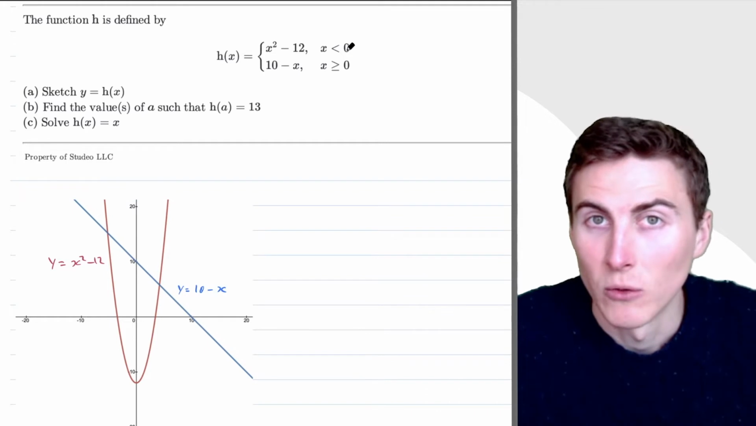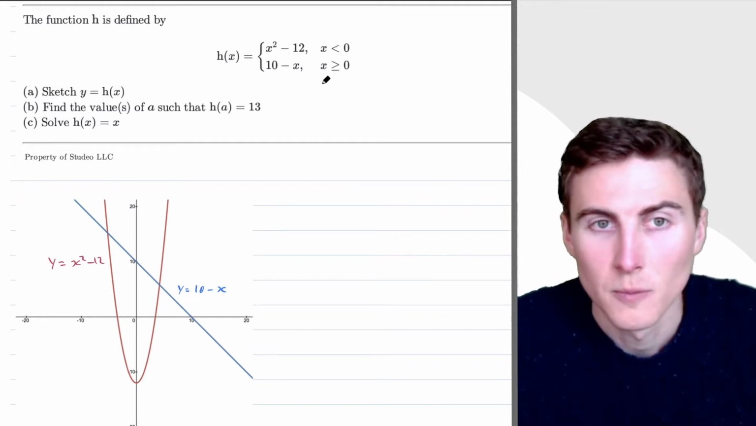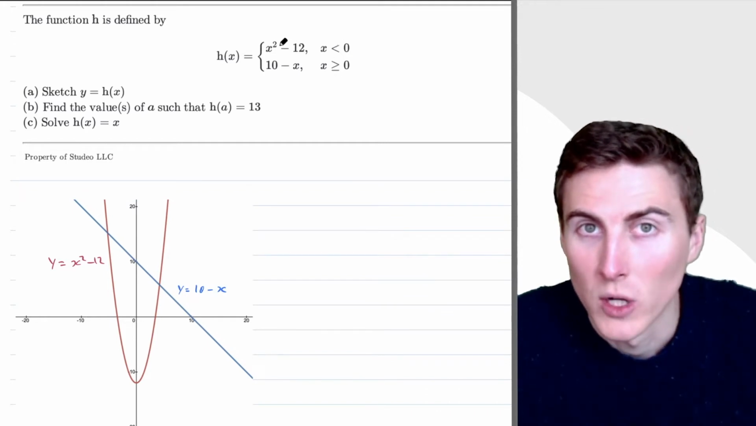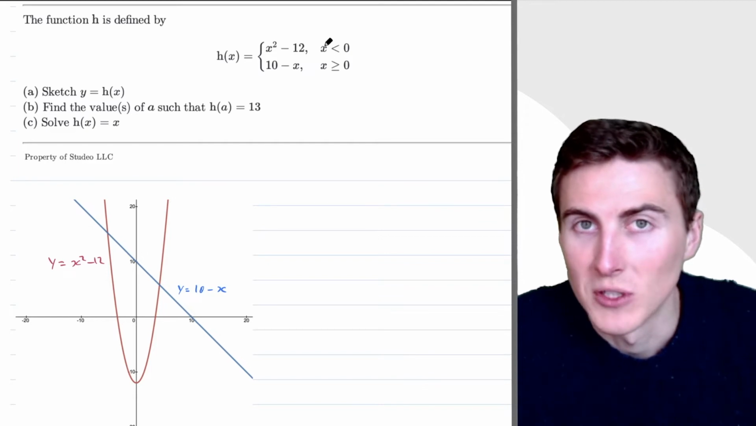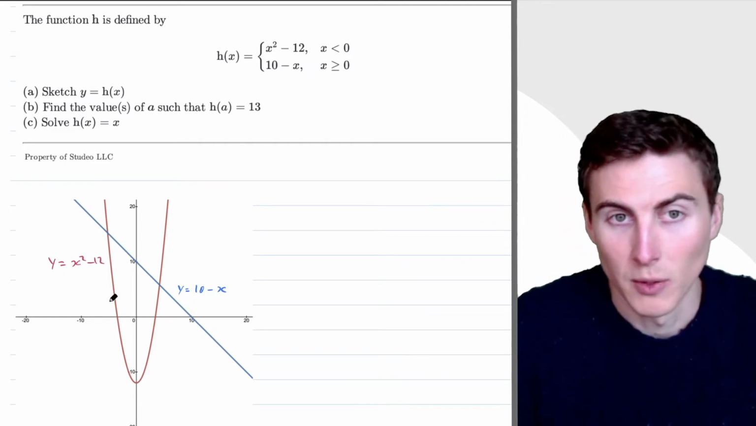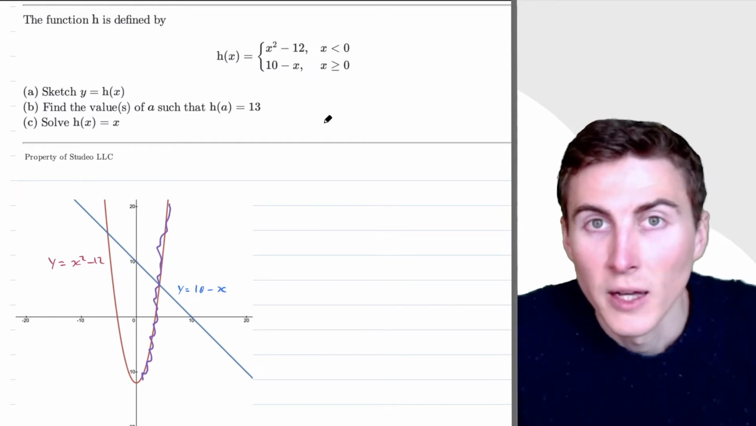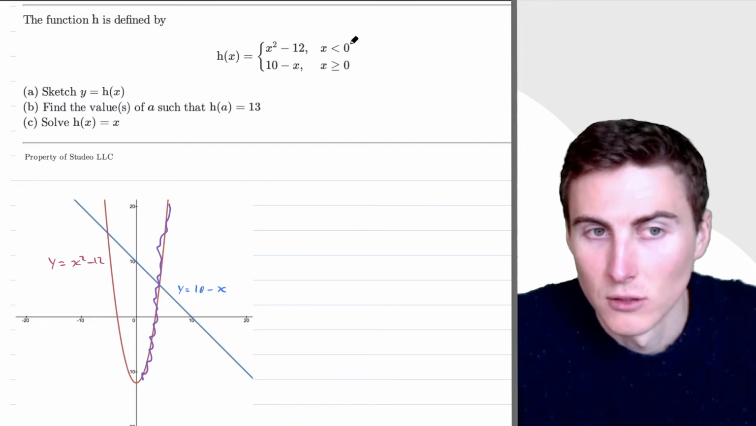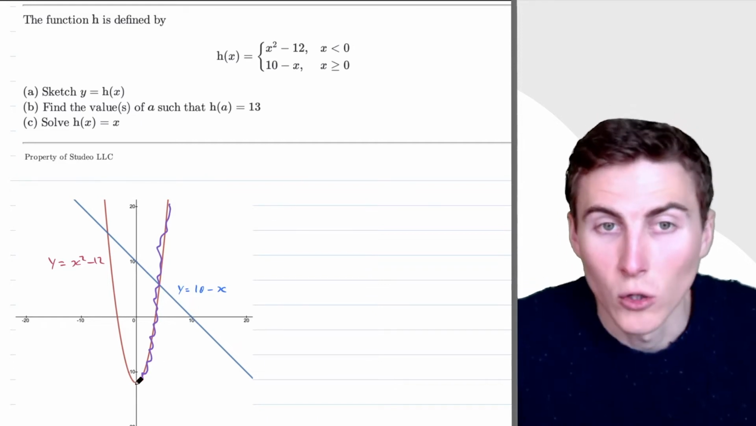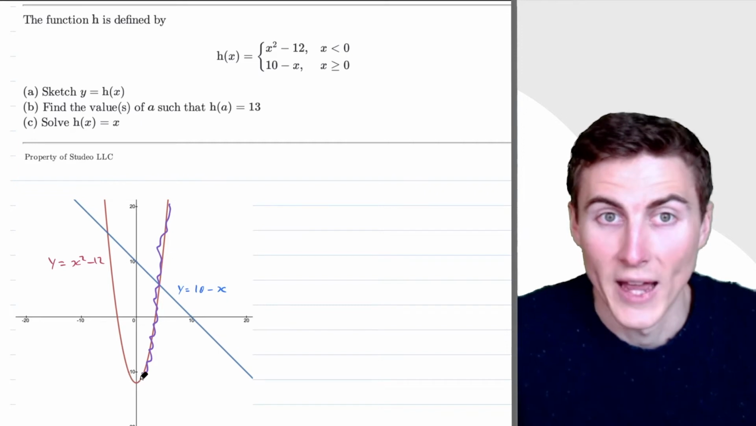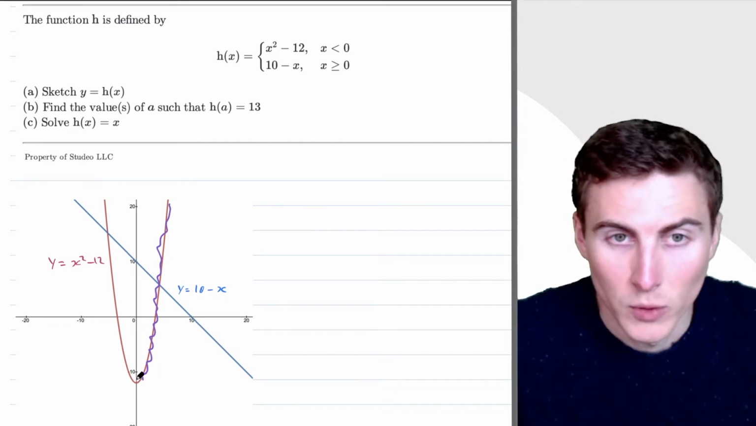Then we can take into account the domain. We only want the x squared minus 12 for x values less than 0, so for this part over here on the left. We don't want any of this, we need to get rid of all of this bit. And because it's less than 0, not less than or equal to, it doesn't include this point here where x is actually 0. So we put an empty circle on that point.